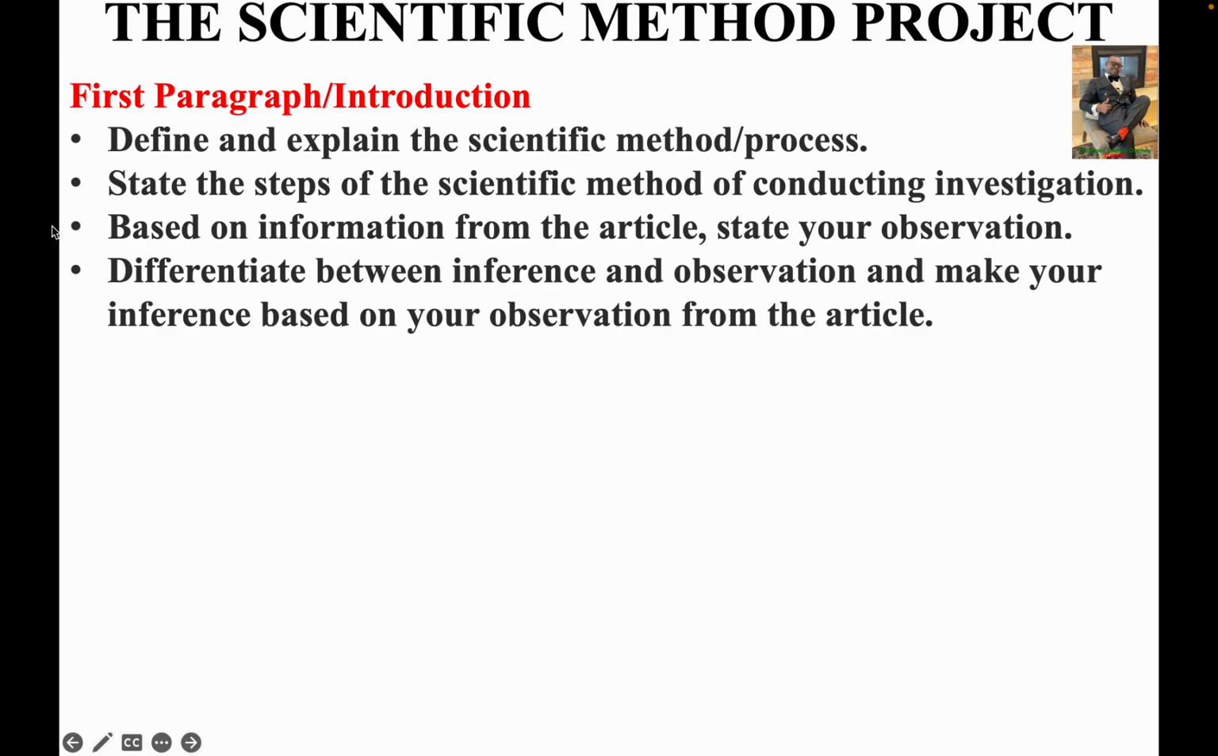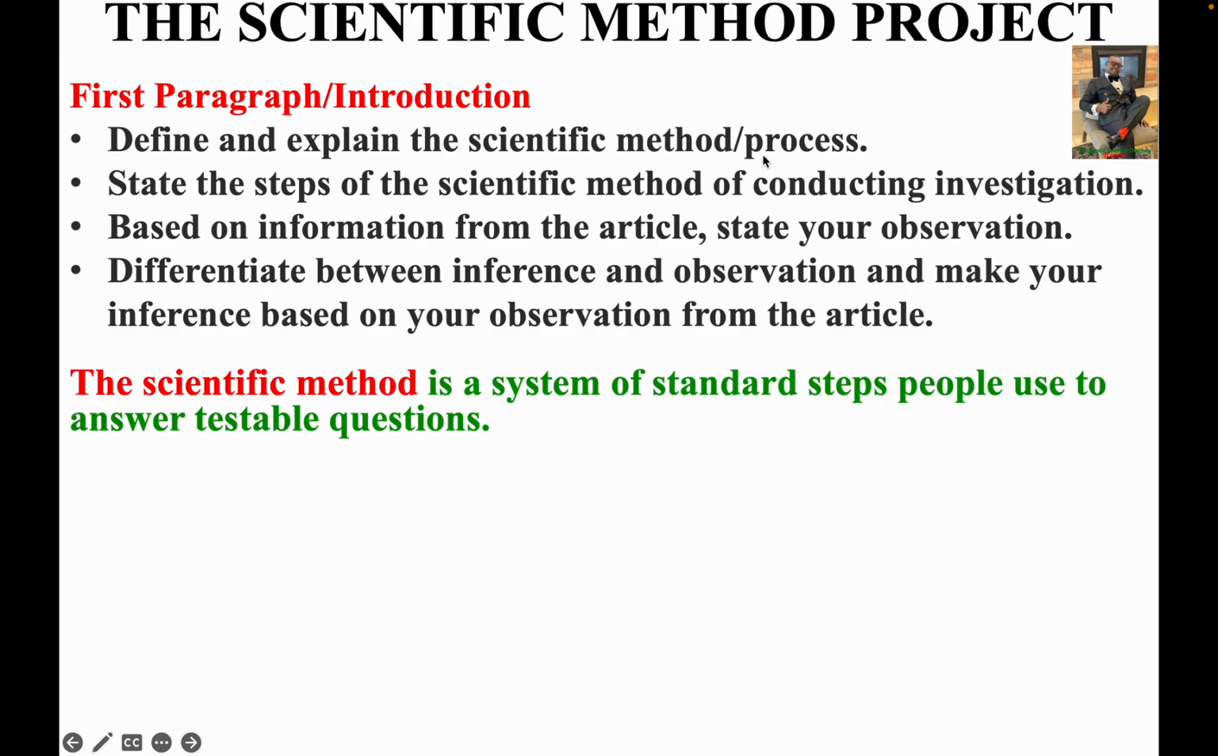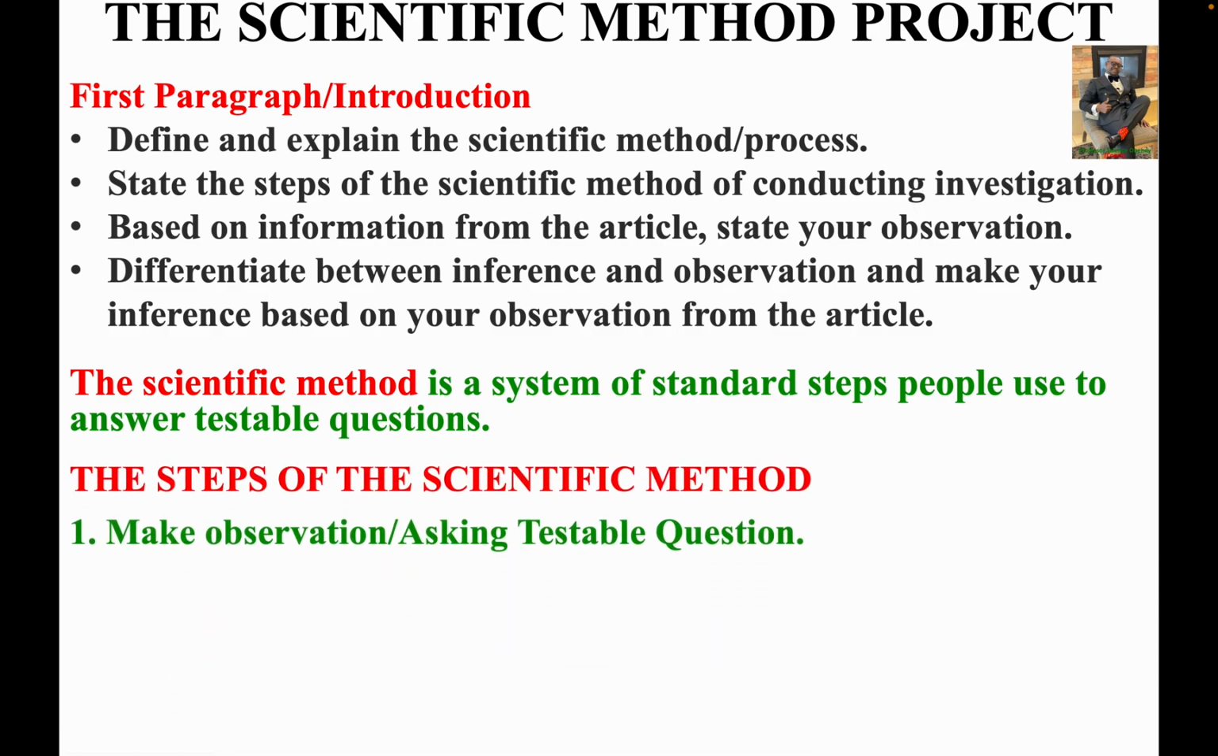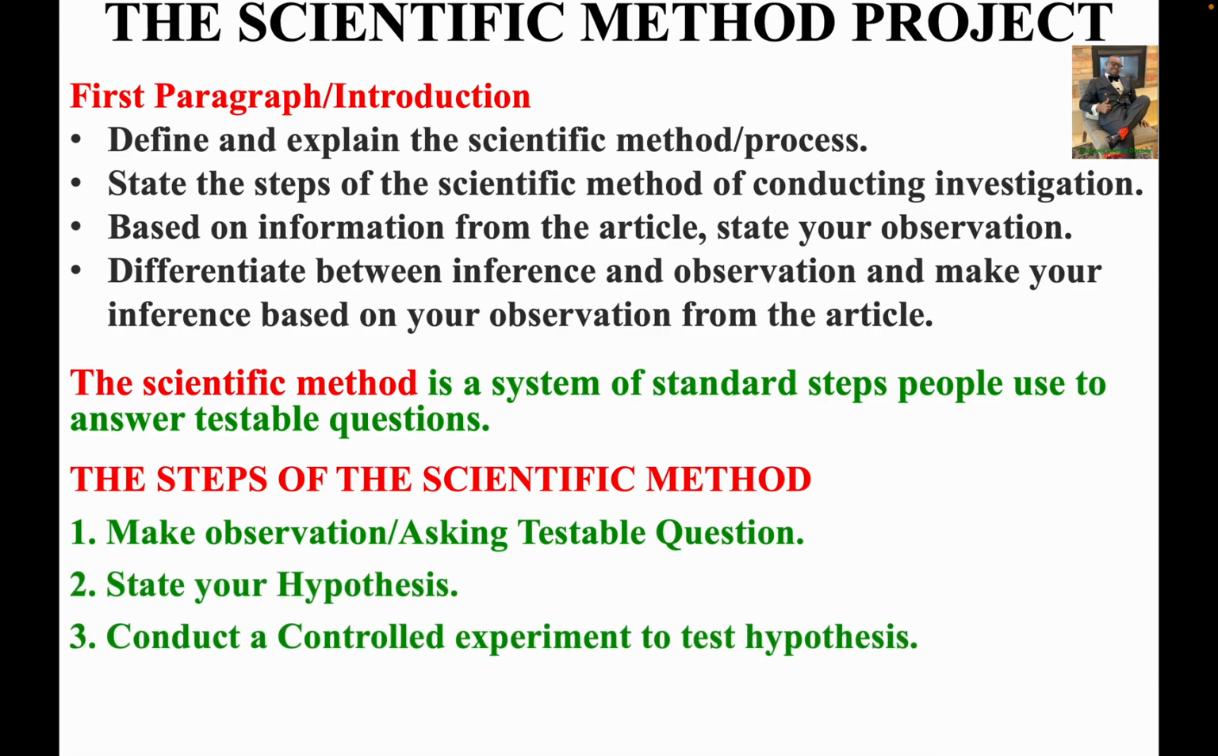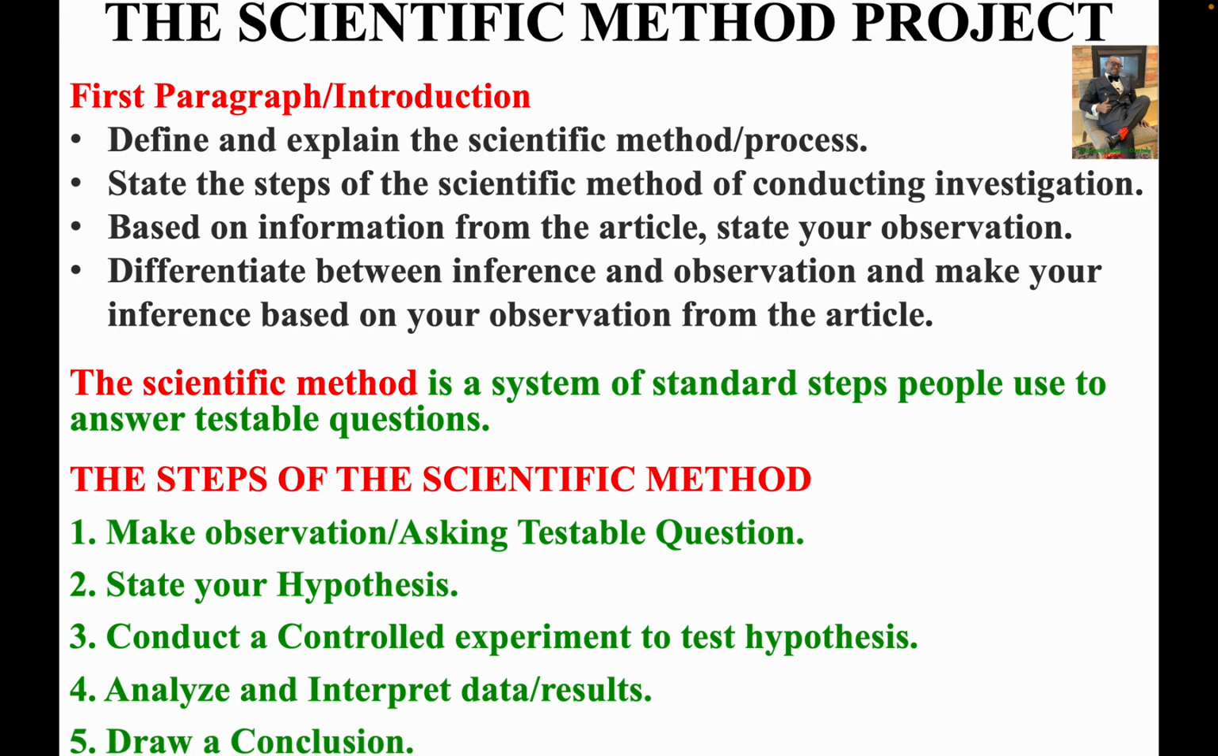Paragraph 1 says, define and explain the scientific method or process. We've done this in class. We said that the scientific method is a system of standard steps people use to answer testable questions. The next says, state the steps of the scientific method of conducting an investigation. Here are the steps. First, you make an observation and ask a testable question, you state your hypothesis, you conduct a controlled experiment to test your hypothesis, analyze and interpret data or your result, then finally you draw a conclusion.